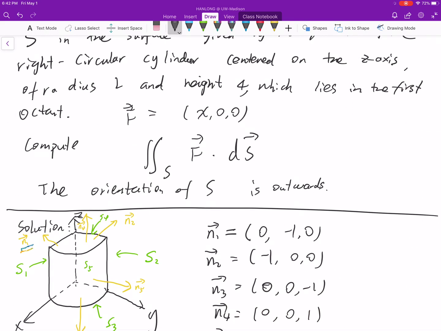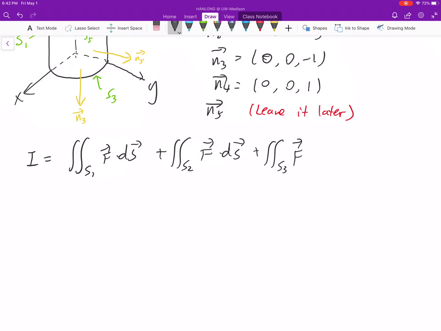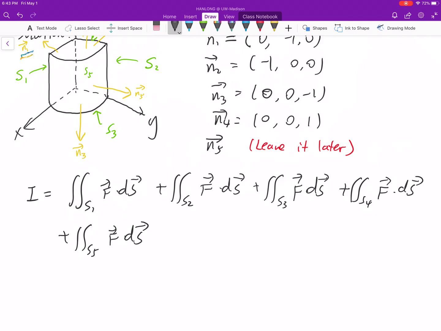Let me denote this as I. Then we see the whole integral I is a summation of S1, S2, S3, sorry, S4, S5. Okay, and then we can calculate one by one.